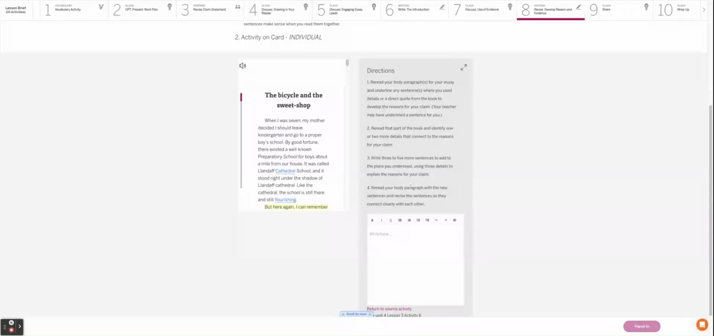And then you're going to reread your body paragraphs with the new sentence and revise the sentences so they connect with each other. So make sure you have all the right words, make sure it adds up to a complete thought, complete idea, all that kind of stuff. And that's all you're working on today.